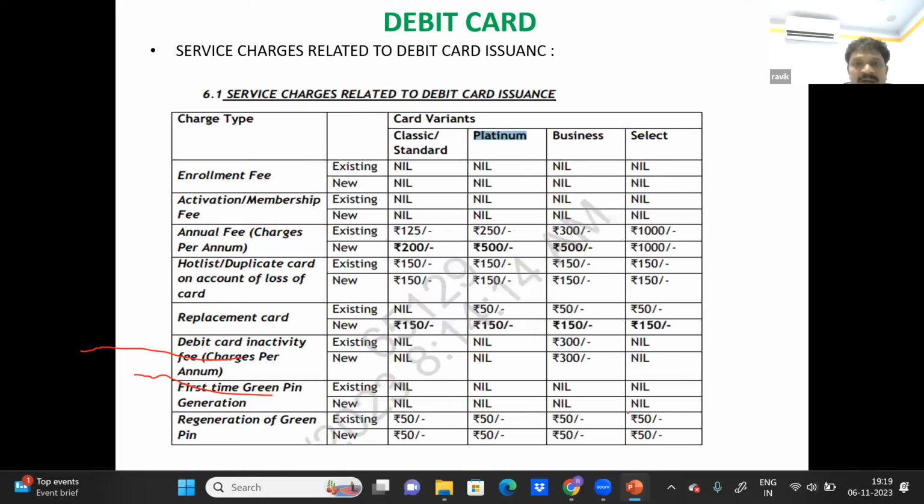Now, these are the service charges for debit card issuance. Generally, most of the debit cards we are issuing free of cost, but annual charges we will take. Please verify these annual charges. Annual fees for a new card, this is the charge per annum. You can see that for the platinum card, it is 500. Select is 1000. This is with regard to new customers and existing customers. They have bifurcated the charges, so these are the charges you have to remember, no choice.